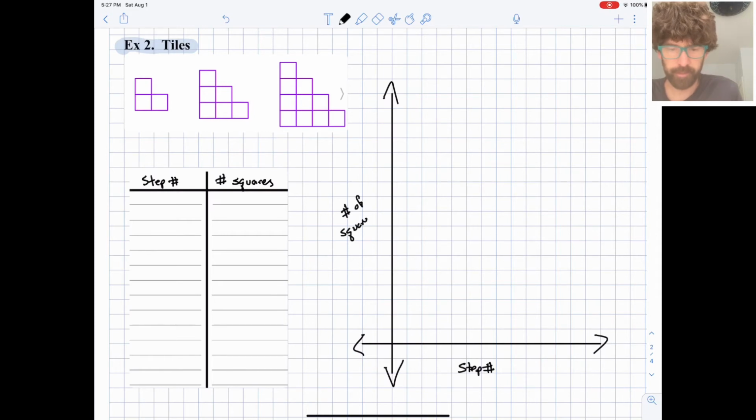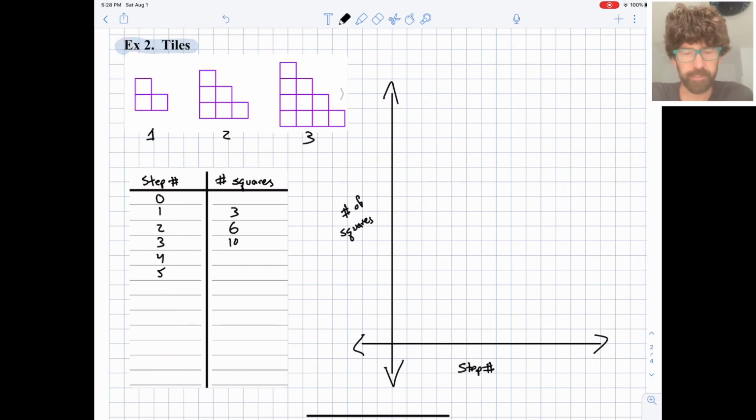And let's wait to label the scale on my axes until we see what the numbers are in the table. So step number 1, 2, and 3. And you'll see that I always like to leave a row for step 0. Okay. And if it's a clear pattern, we might try to continue in our heads what the next few rows are. But step 1 definitely has 3 squares. Looks like step 2 has 6. And it looks like 1, 2, 3, 4, 5, 6, 7, 8, 9, 10.